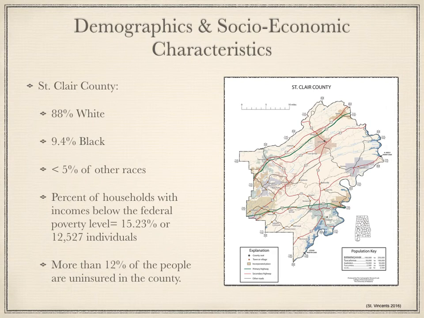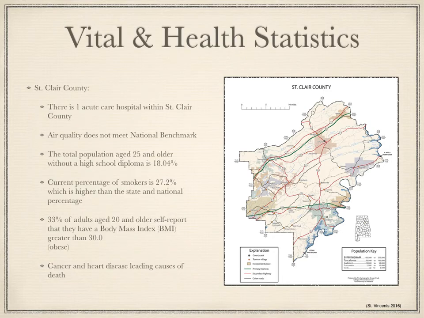There's demographic and socioeconomic characteristics to St. Clair. It is made of majority white Americans, with Black Americans coming in second at 9.4%, and then less than 5% of the other races. That includes your Asians and your Hispanics. There is over 15% of the households that live below the federal poverty line, and more than 12% of the people are uninsured in the county.